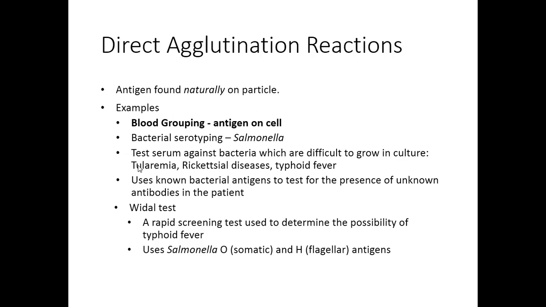Direct agglutination is used also in something called the Widal test, which screens for typhoid. It's not used in this country a great deal anymore, but in other parts of the world, it's really a rapid screening to see if someone has been exposed. It uses antigen from Salmonella O, and some H antigens or flagellar antigens, and you screen the patient's serum to see if they have antibodies, and if they do, it's presumptive for typhoid.